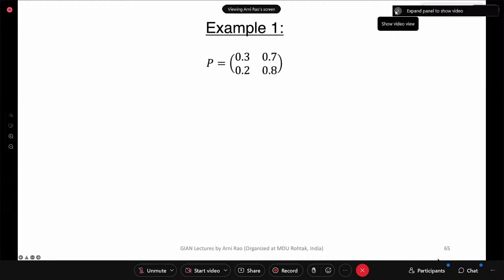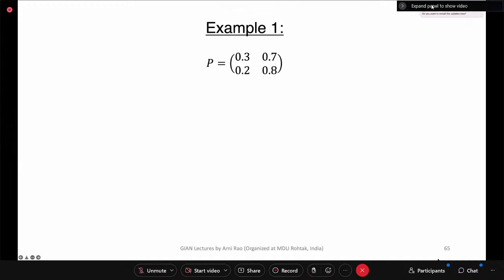So P, as we discussed yesterday, is the symbol for the transition matrix. Suppose a 2 by 2 transition matrix is given like that: 0.3, 0.7, 0.2, 0.8, as you see on the screen. From the structure itself, you would know that this is a stochastic process which has two states, and the state space will have two states, because it is a 2 by 2 matrix.